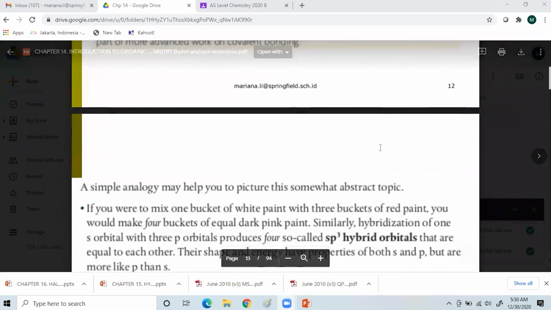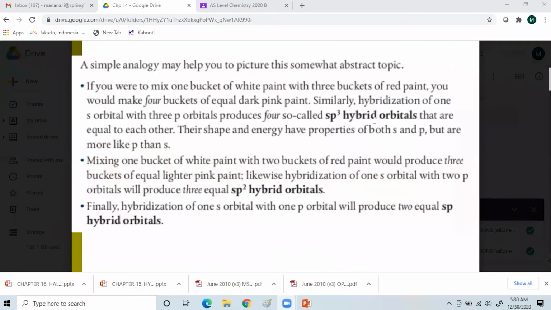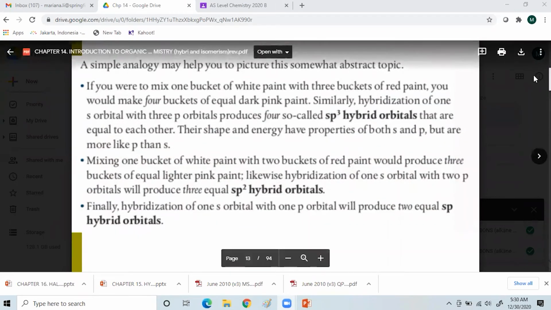So what carbon does next is the hybridization process. There are several types of hybridization: first is sp3, then sp2, and then sp. They differ only in how many orbitals mix together. In sp3, one s orbital combines with 3 p orbitals. In sp2, one s with 2 p orbitals, and in sp, one s and one p combine together.